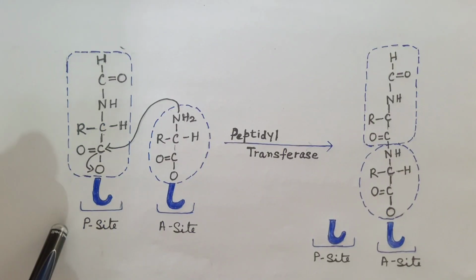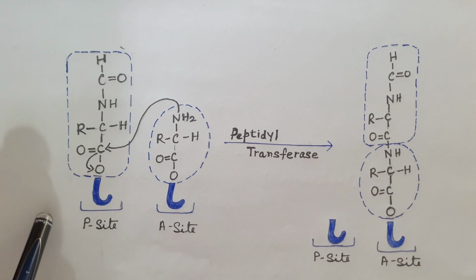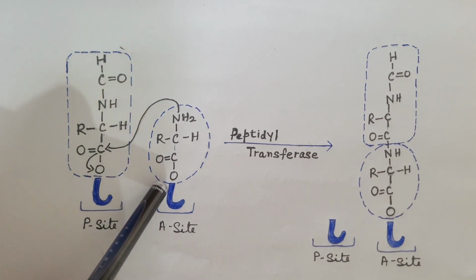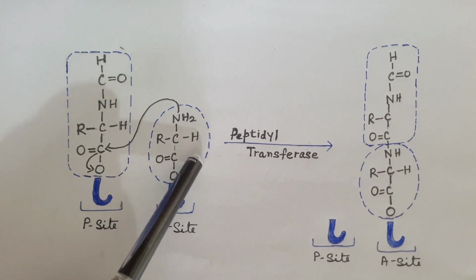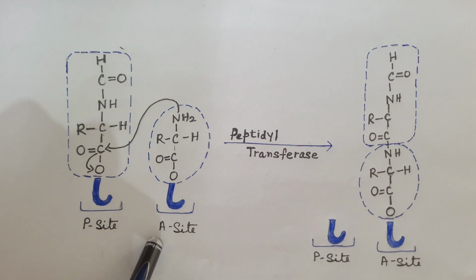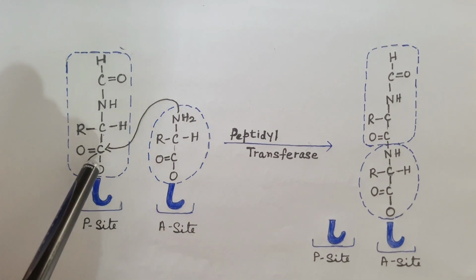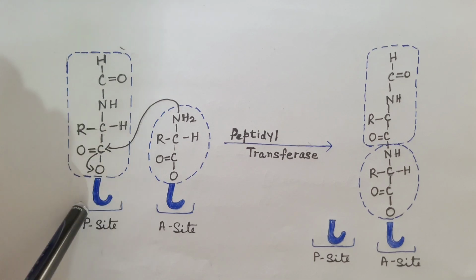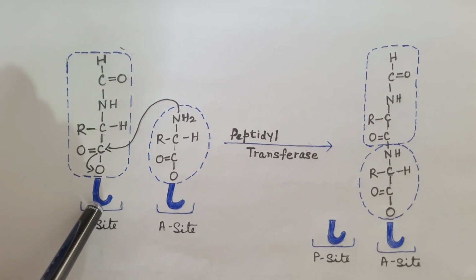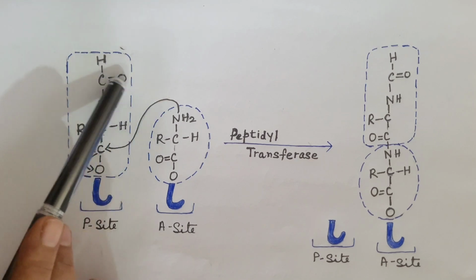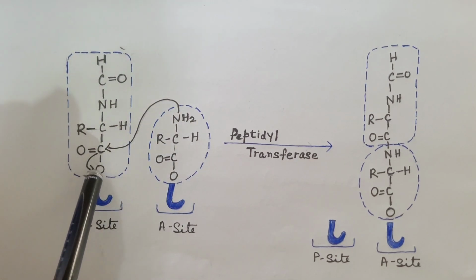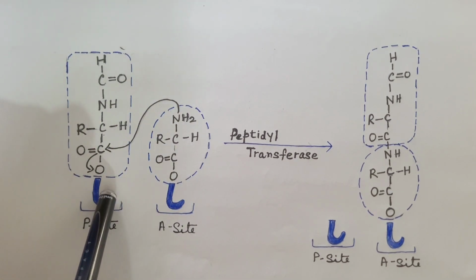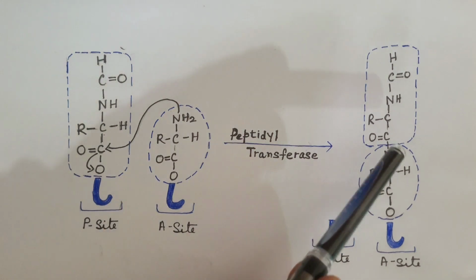So now let us understand the peptide bond formation reaction. The amino group of the aminoacyl transfer RNA, which is present at the A site, attacks the carbonyl group of the ester linkage of the peptidyl transfer RNA, which is present at the P site, and a tetrahedral intermediate is formed. Then this intermediate collapses to form the peptide bond.